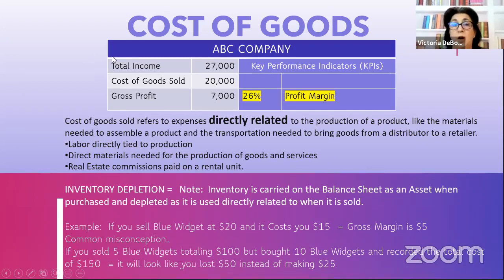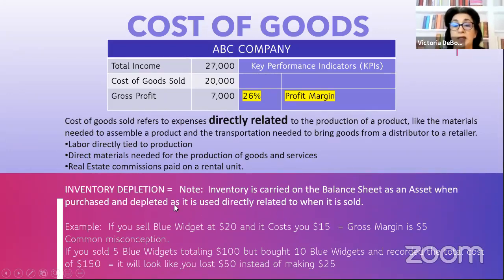Also bear in mind that cost of goods is directly related to what you've sold. It is not everything you buy for the month that you haven't sold. That is inventory. And inventory depletion is an important part that many young and new business owners don't understand. Inventory, when it's purchased, is carried on the balance sheet as an asset. And when it's purchased and depleted, it's directly related to what's sold.